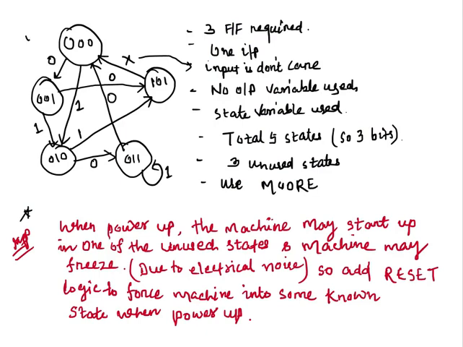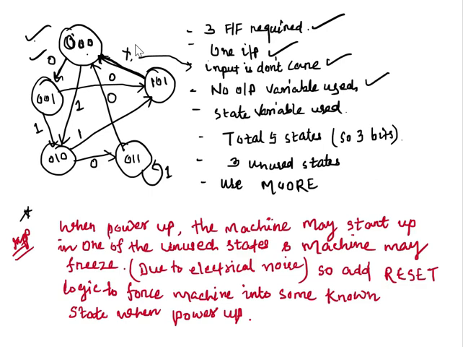Next one is this one. If someone gives you this kind of finite state machine, then see here 0 0 0, 0 0 1. So 3 bits. The state variables are of 3 bits, and 3 bits means 3 flip flops are required. Here there is only one input. For every transition there is an input, but for this transition there is no input. No input means it is a don't care.